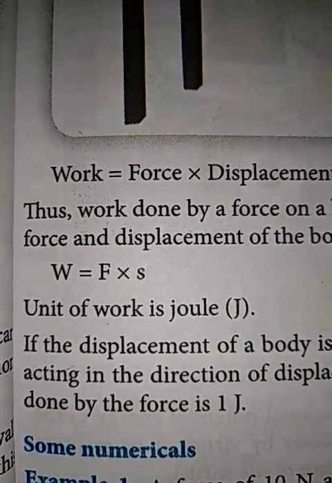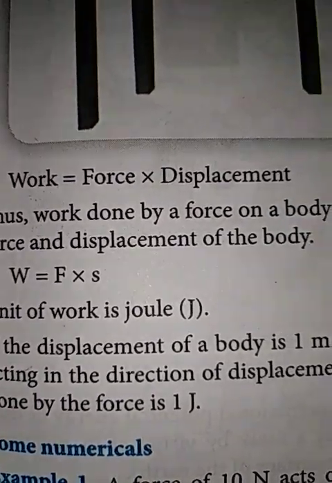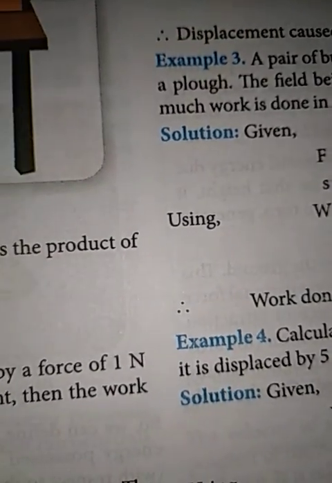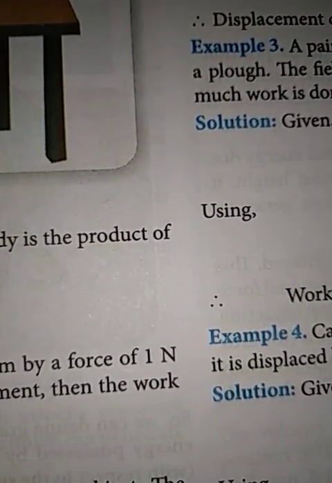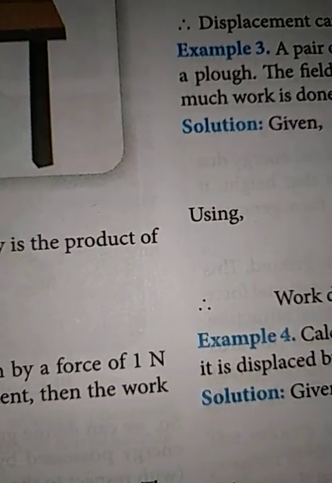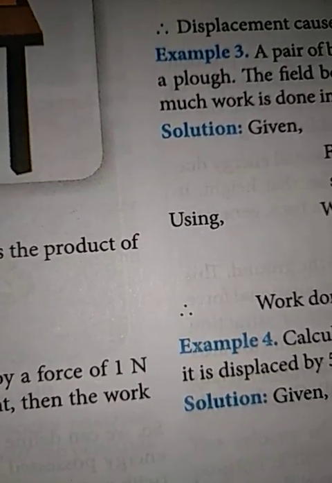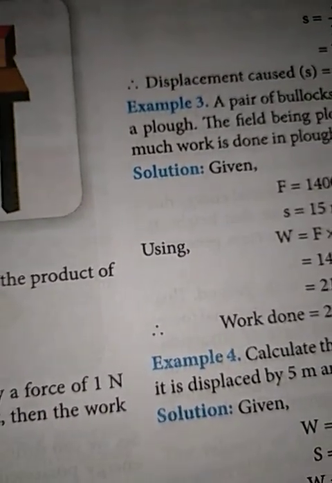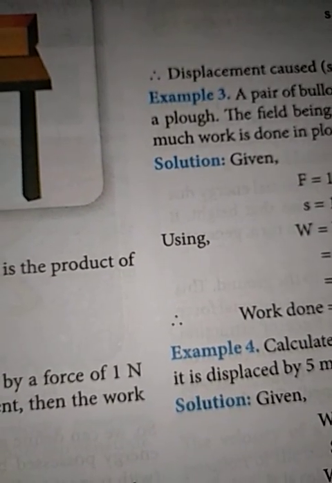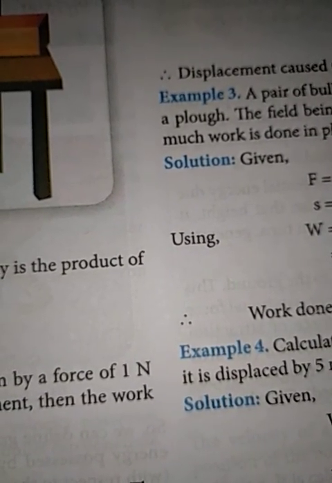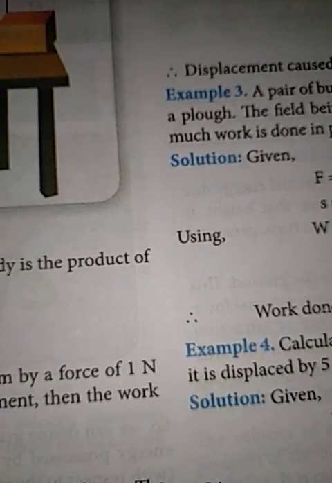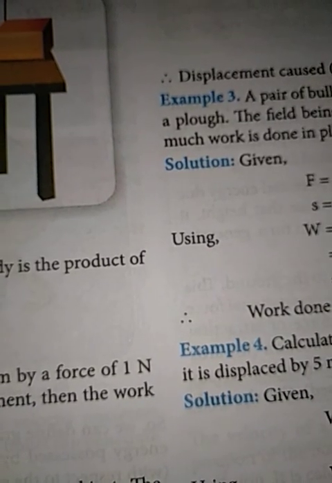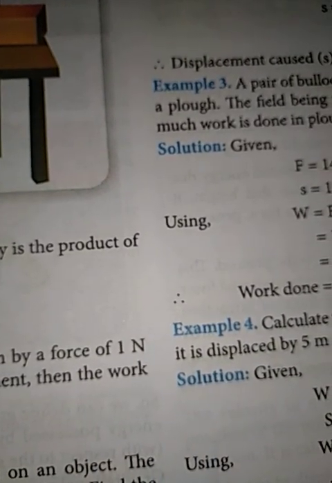The unit of work is joule. If the displacement of a body is 1 meter by a force of 1 Newton acting on it, in the direction of the force, then the work done is said to be 1 joule. Let us again define 1 joule of work: the work is said to be 1 joule when a force of 1 Newton is applied on the body and the body is displaced through 1 meter along the direction of the applied force.